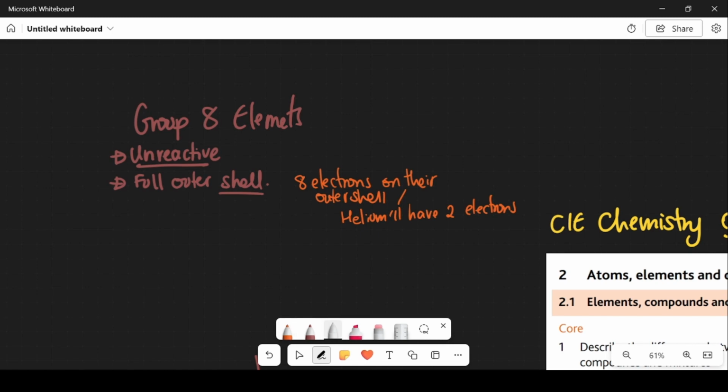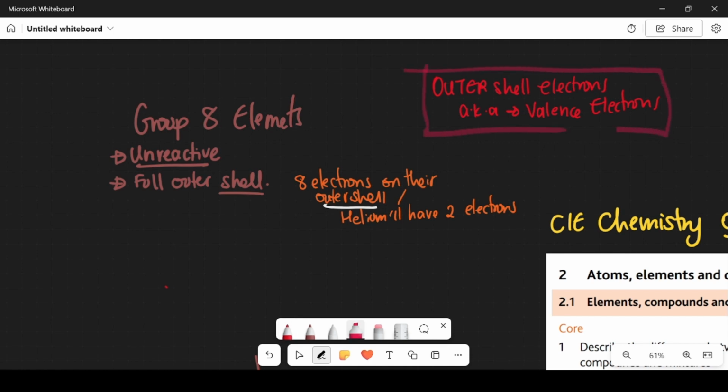Okay, now a nice little reminder, if you can't recall, is your outer shell. I'm going to write the little important reminders in red, okay? So your outer shell electrons are actually known as your valence electrons. So you don't always have to use outer shell electrons. You can just call them valence electrons, which is basically the same thing, really.